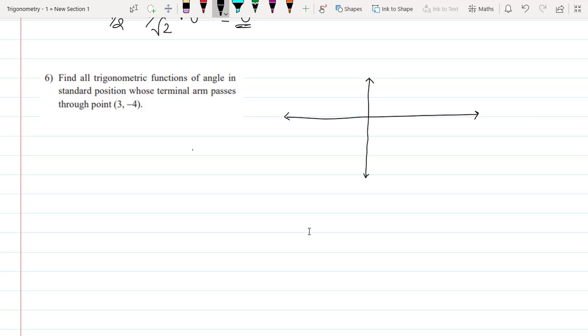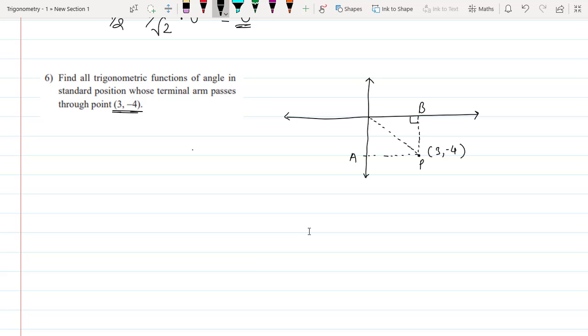It's 3, minus 4. In which quadrant is it lying? Fourth quadrant. That means positive x-axis and negative y-axis. So somewhere here we get the point 3, minus 4. If I draw the angle like this, definitely this is going to be a right angle triangle. How much is this length? Let's name this P, and these A and B.